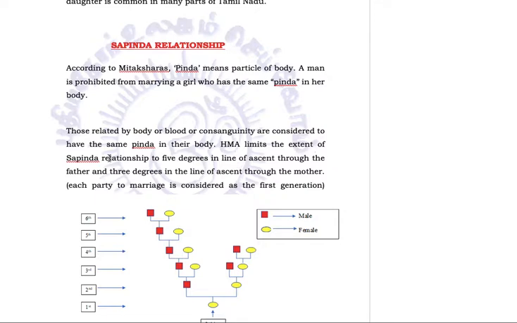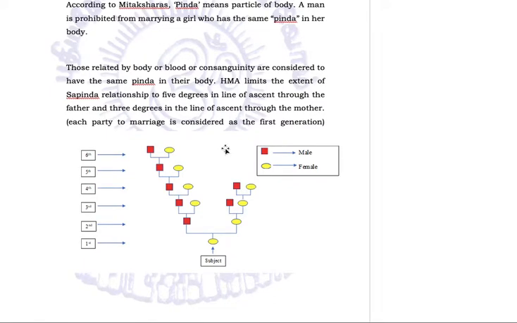HMA limits the extent of Sapinda relationship to 5 degrees in the line of ascent through the father and 3 degrees in the line of ascent through the mother. That means 5 degrees from the father's side and 3 degrees from the mother's side you are prohibited to marry.